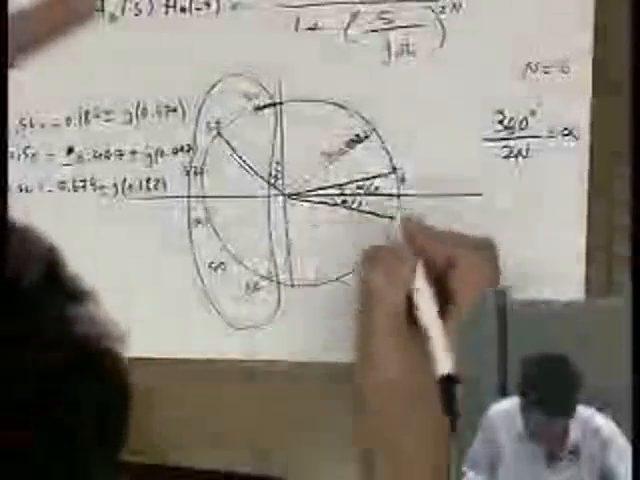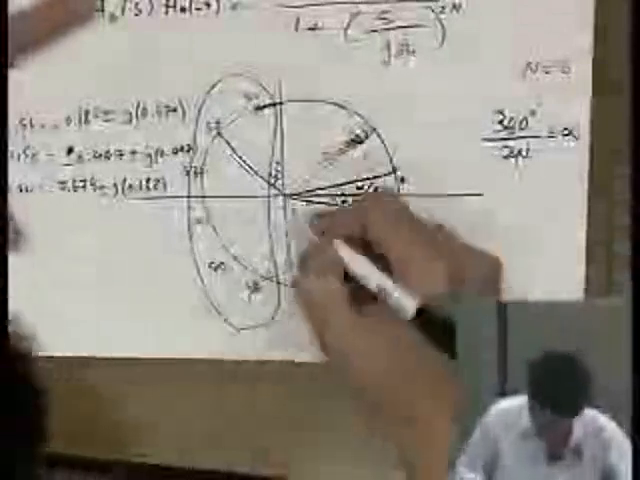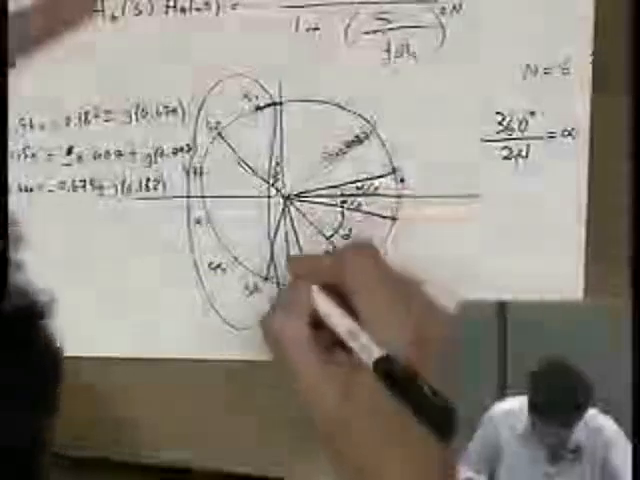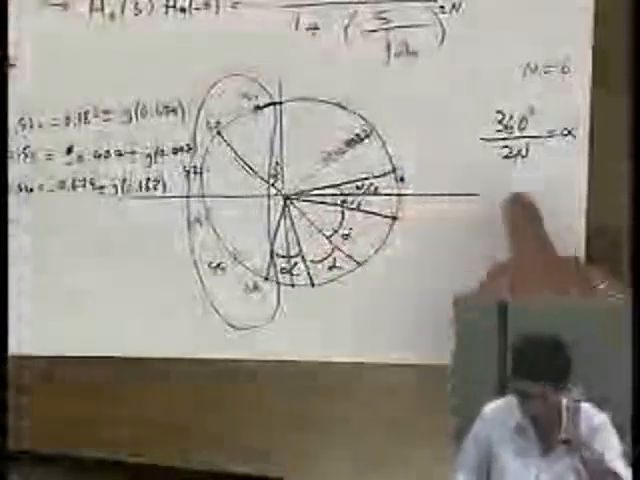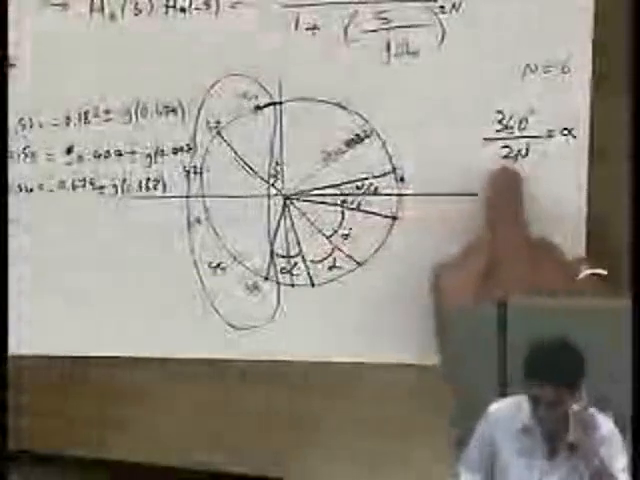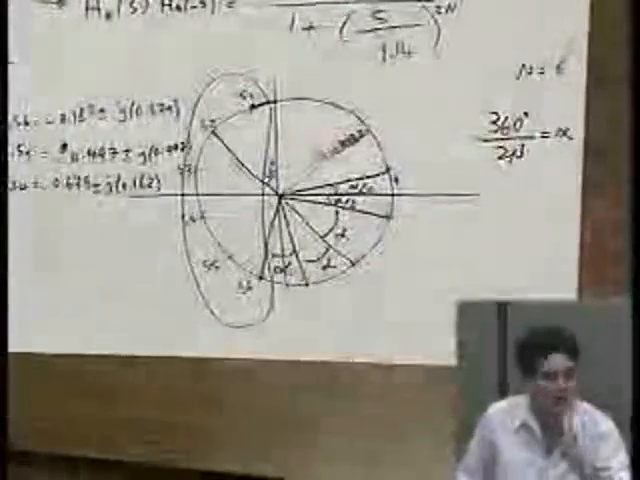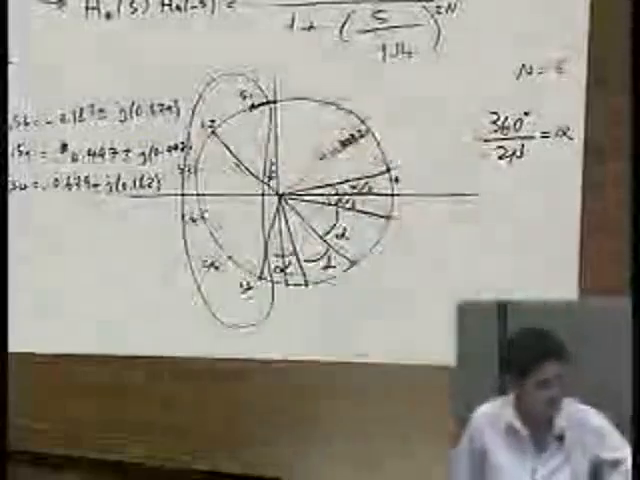So this is alpha over 2, and this is alpha over 2, so the whole angle is alpha. And this angle is alpha. And this angle is alpha. And this angle is alpha, etc., right? So you start with whatever the order is, n, multiply by 2, divide 360 by that, and that's the angle in degrees. So that sort of uniquely specifies the location of the poles of a Butterworth filter.